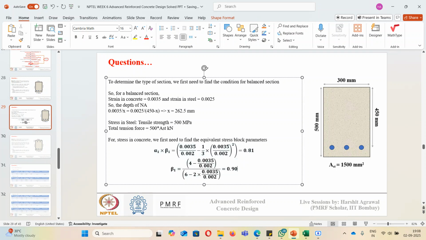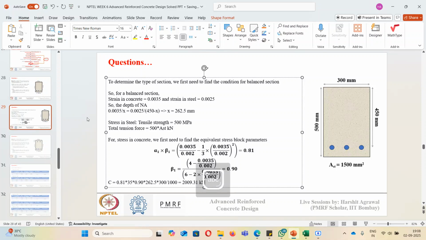Now we know alpha 1 and beta 1, so we can get the value of C, the total compression force. It is alpha 1 times the grade of strength of concrete, which is 35 MPa, times beta 1 0.9, times neutral axis depth 262.5, times b, the width of the member 300, and I will divide by 1000 to convert Newton into kilonewton. So this value will come out to be 2009.31 kilonewton.